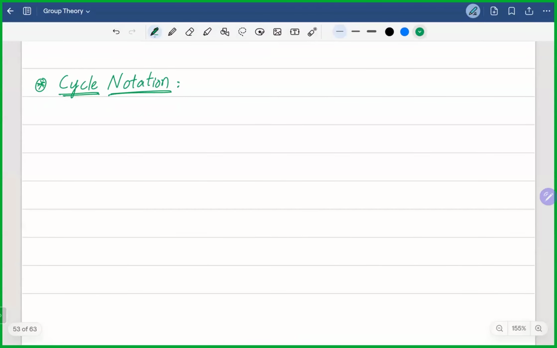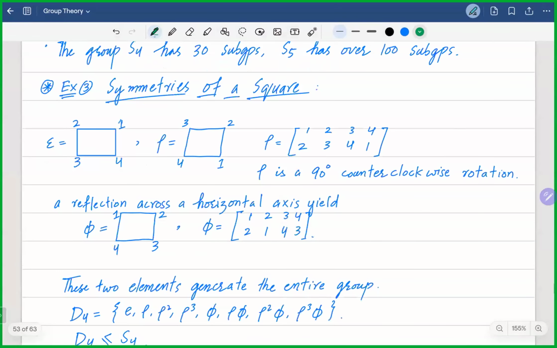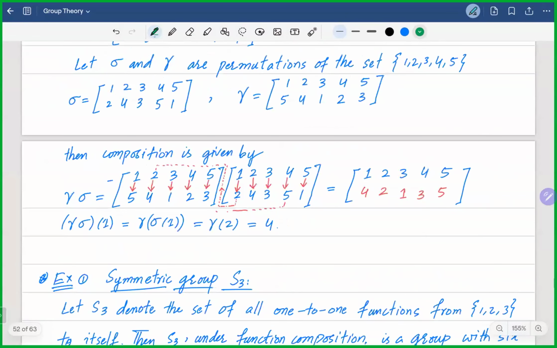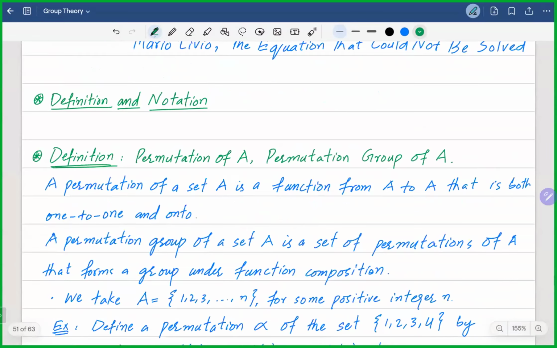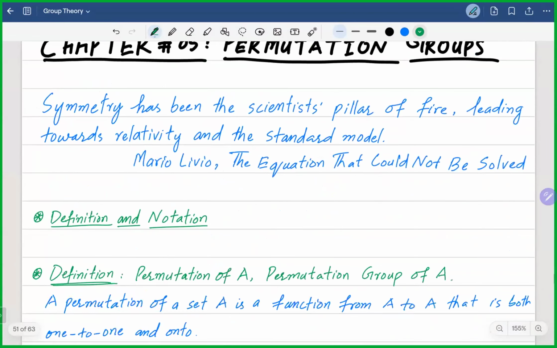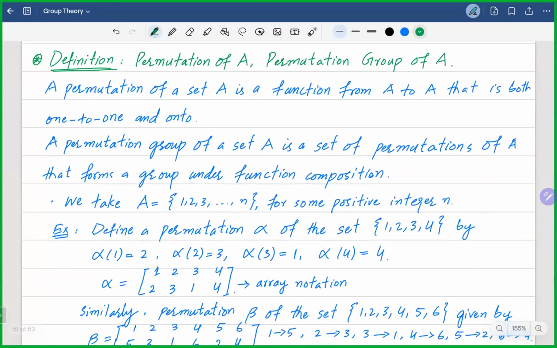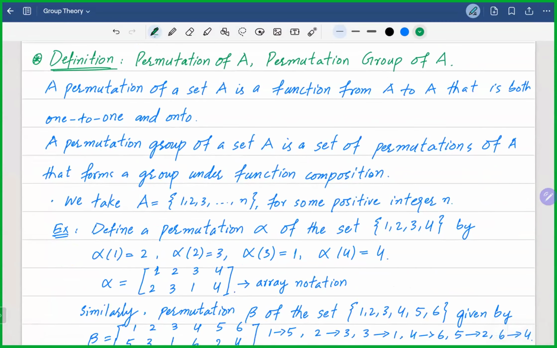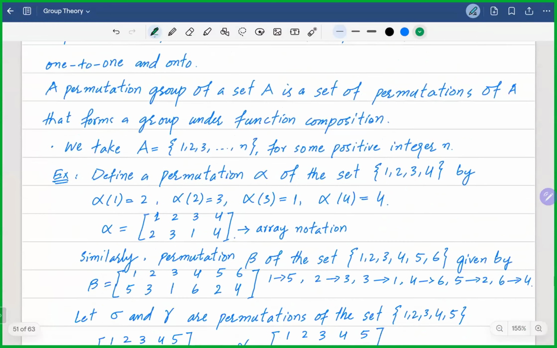Hello, everyone. So now, previously we have talked about permutation groups. We defined the definition and the notation. At this time, we said that a permutation of a set A is a function from A to A that is both one-to-one and onto. And if you collect all those permutations in a set, they will create a group under function composition.